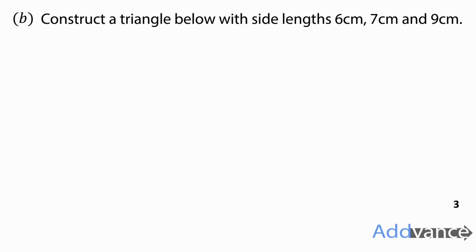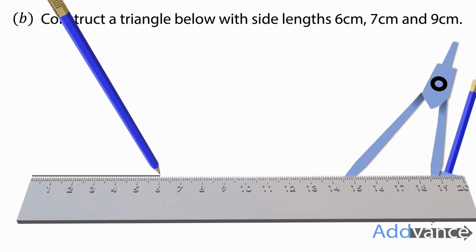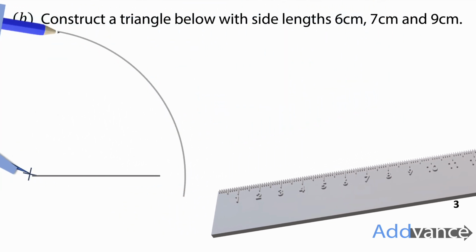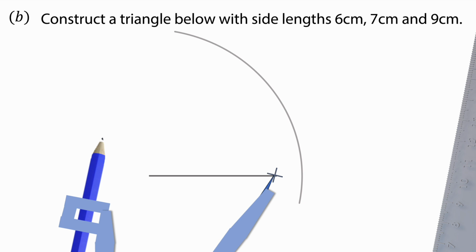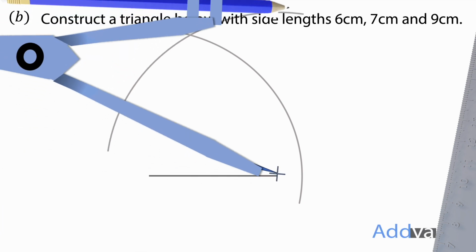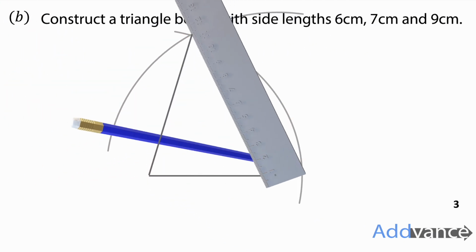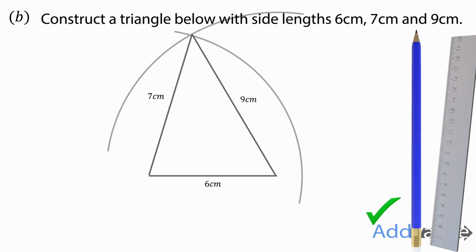Next, it says construct a triangle with side length 6 centimeters, 7 centimeters, and 9 centimeters. So we're going to start by drawing a 6 centimeter line like this. Then draw a 7 centimeter line like that. Now draw a 9 centimeter arc like this. And we get 3 lines to connect like this. Perfect. We have drawn a triangle with side length 6, 7, and 9. And that's how you construct a triangle like that.